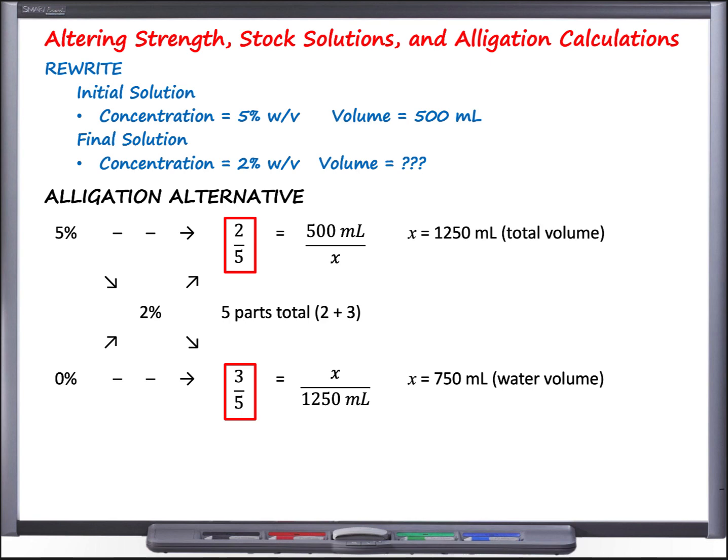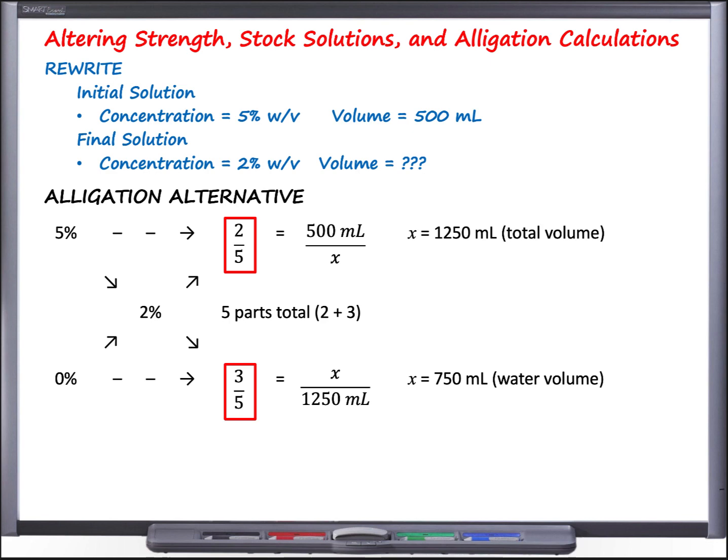So to summarize, up on top, if we go from the 5%, follow the arrow horizontally, we're saying for the 5% solution, what we need is 2 parts out of 5 total parts. On the bottom, if we follow the 0% line horizontally, when we cross-subtracted, we got the number 3. So we now know we need 3 parts of water out of a total of 5 parts. So all we've done is set up a proportion.